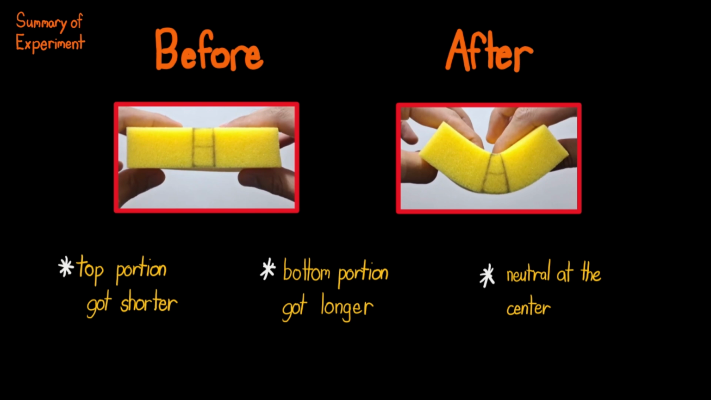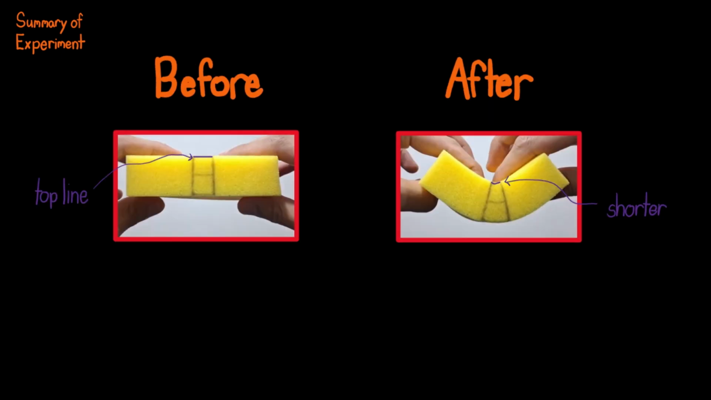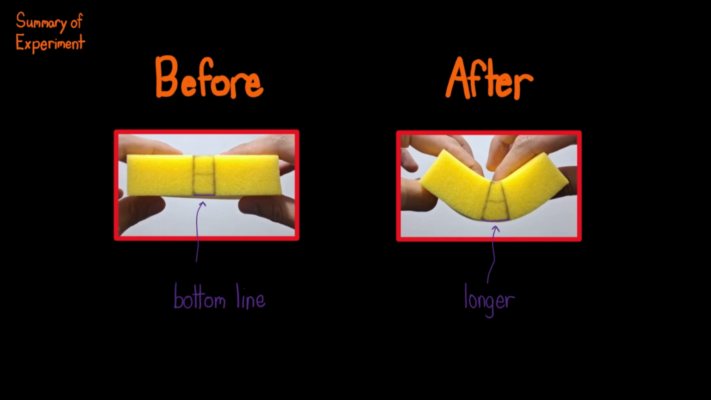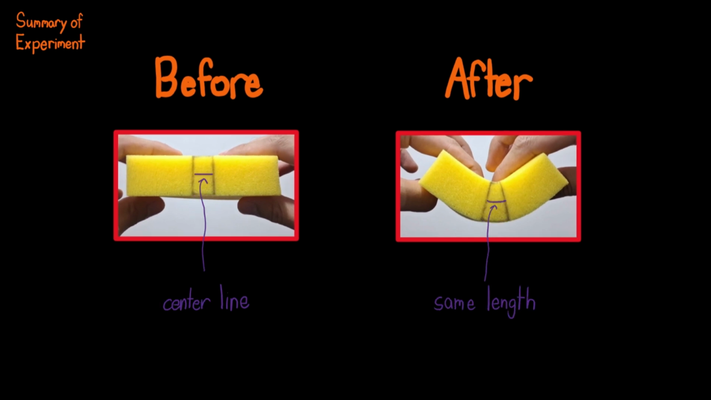We already showed from the last video that if we bend an object in this manner, the top portion got shorter, or in other words, it is compressed, and the bottom portion got longer. In other words, it is stretched. While the center, because the sponge has a symmetrical cross-section, is neither compressed nor stretched.